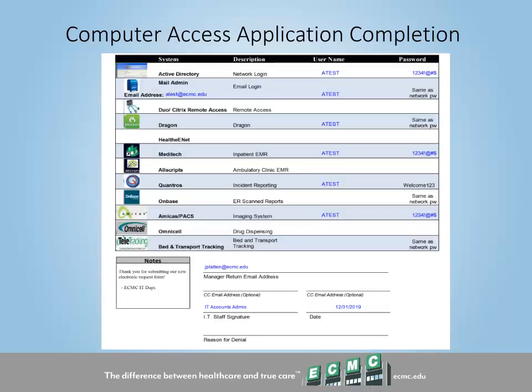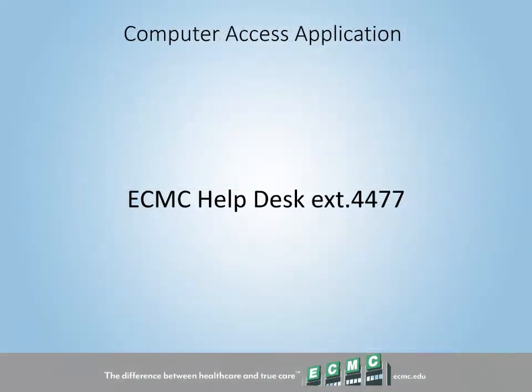The accounts team will complete page 2 with the new user's usernames and passwords based on the required applications that were selected on page 1. The accounts team can also send back comments in the notes section if necessary. The bottom section will be completed by the IT staff member that completed the form, with the name of the staff member and the date of completion. If the request is denied for any reason, the reason for denial will be listed here as well. Please contact the ECMC Help Desk at extension 4477 with any technical issues completing the form.